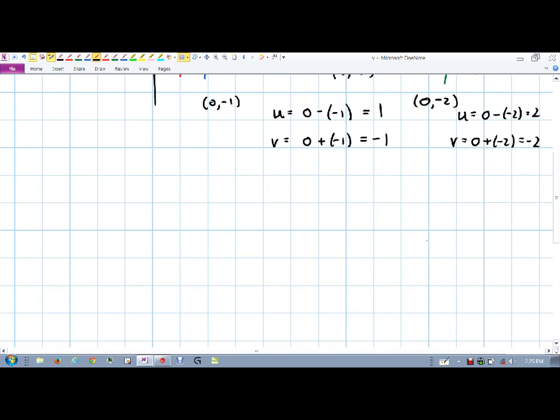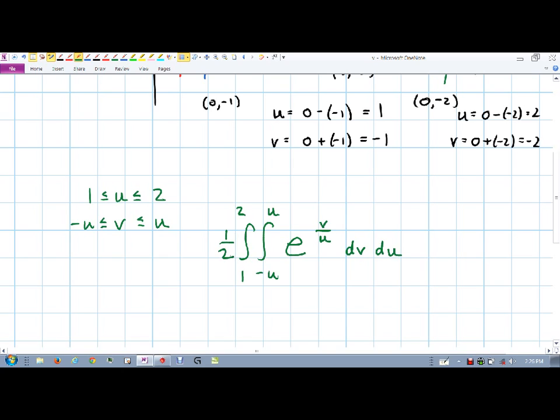So let's try and finish up what this integral is going to be. My u is stuck between two constants, 1 and 2, right? Not negative 1 and negative 2. V is stuck between where? Negative u and positive u. So my double integral becomes the double integral from 1 to 2, from negative u to u, of e to the v over u, dv du. And then the 1/2. That would be it.